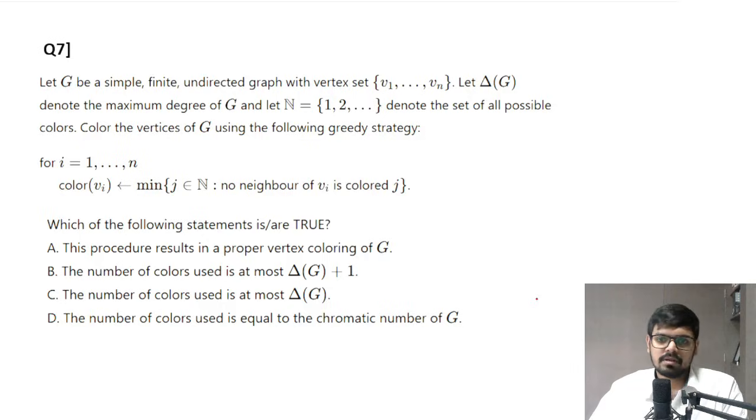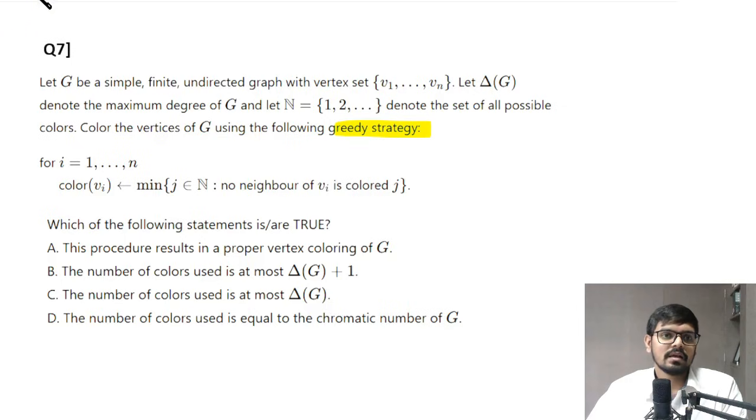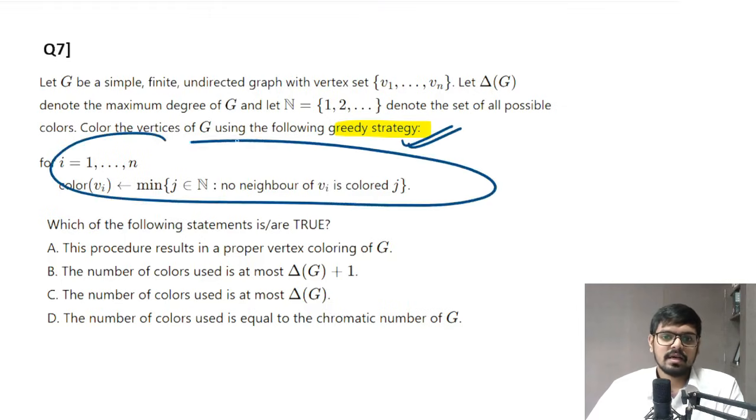Again, an easy question. If you have seen the class notes, you can solve it directly. Let G be a simple finite undirected graph with the set of vertices. Delta is the maximum degree, N is the colors. Color the vertices of G using the following greedy strategy. So coloring using the greedy algorithm. If you remember the greedy algorithm, this is what they are giving us. Which of the following is or are true? This is MSQ. One or more options can be correct. So tell me what is the correct answer.